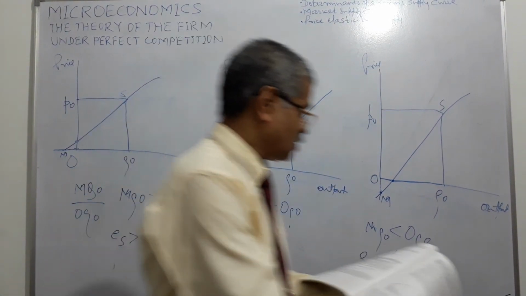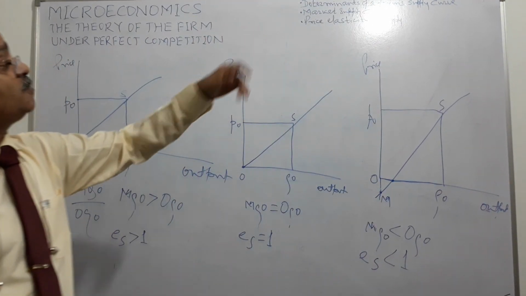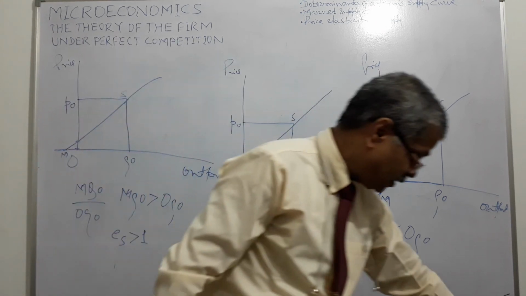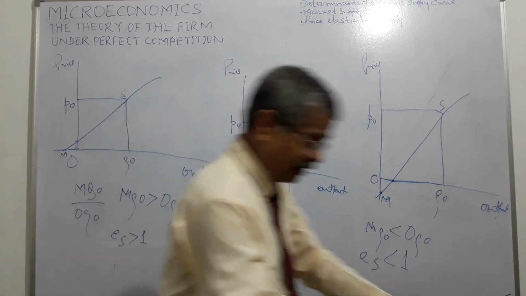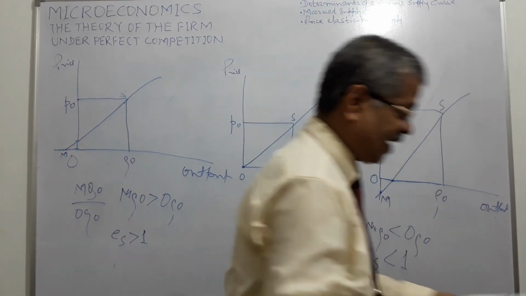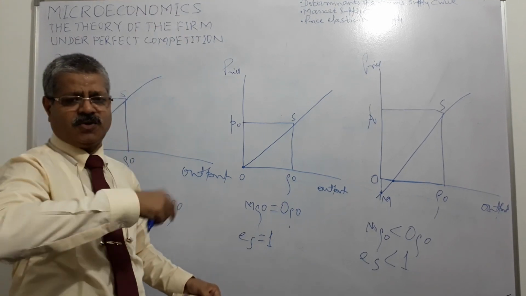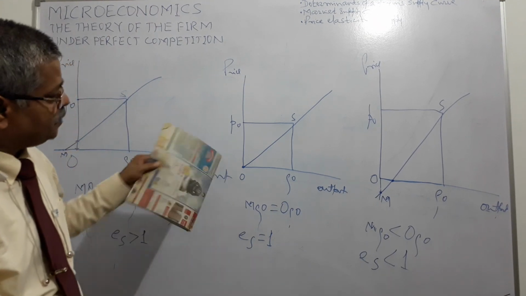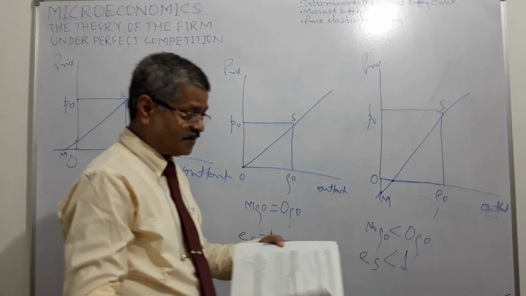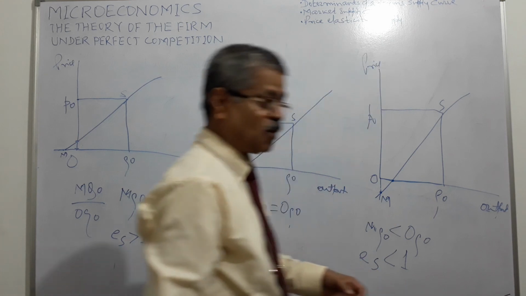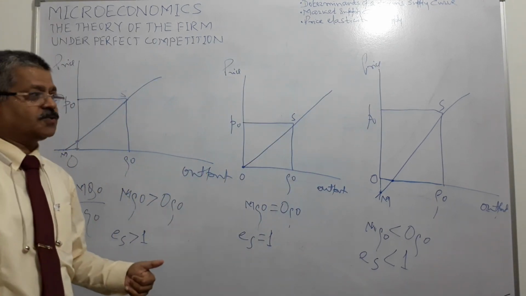So we have studied 3 things. Determinants of a firm supply curve, 3 things were there: technological progress, input prices and unit tax. Market supply curve, the aggregation of the individual firm supply curves becomes the market supply curve. And then we have studied price elasticity of supply, the responsiveness of quantity supplied to change in price.